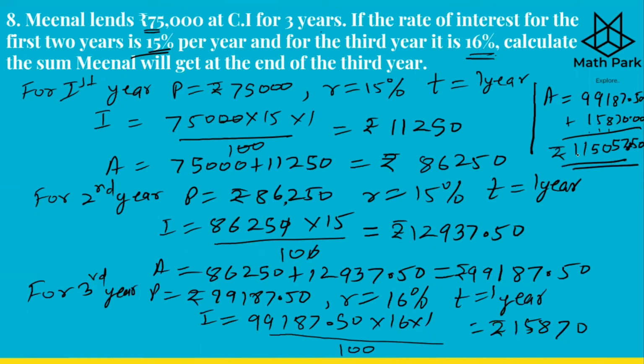So she will get 1 lakh... See, she has lent 75,000 only, okay, for 3 years, and the successive rates are 15%, 15%, and 16%. So at the end of 3 years, she will be getting 1,15,057 rupees and 50 paisa.